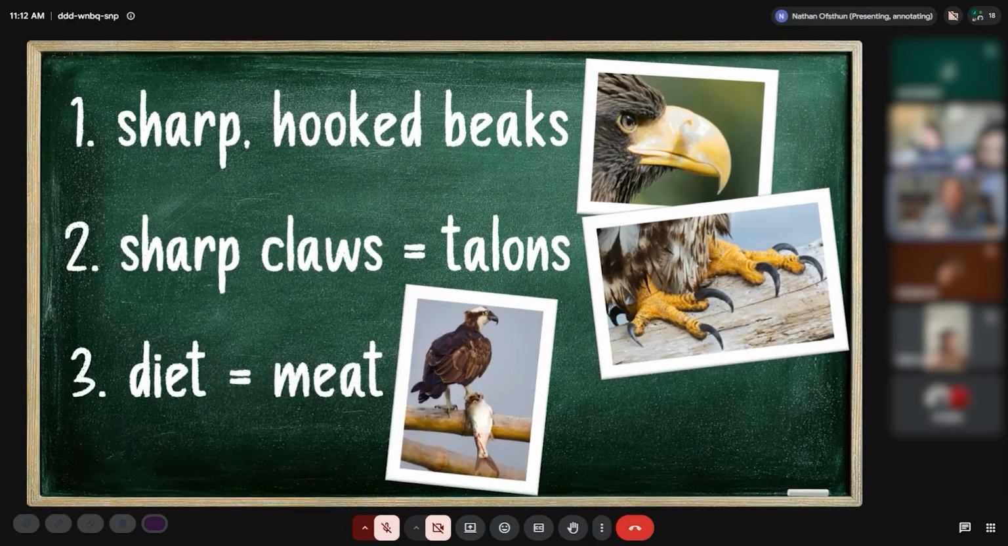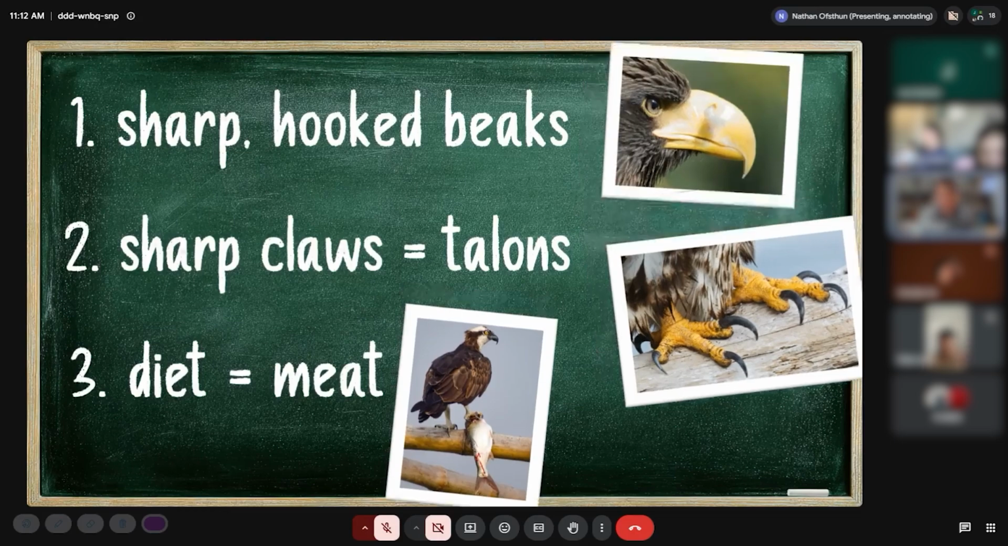Oh, and here's an example of a bird of prey that has caught a fish. It used its talons to catch that fish and to hold on to it, and it also uses its very sharp hooked beak to bite the fish into bite-sized pieces. Okay, so that is the definition of what makes a bird of prey a bird of prey.